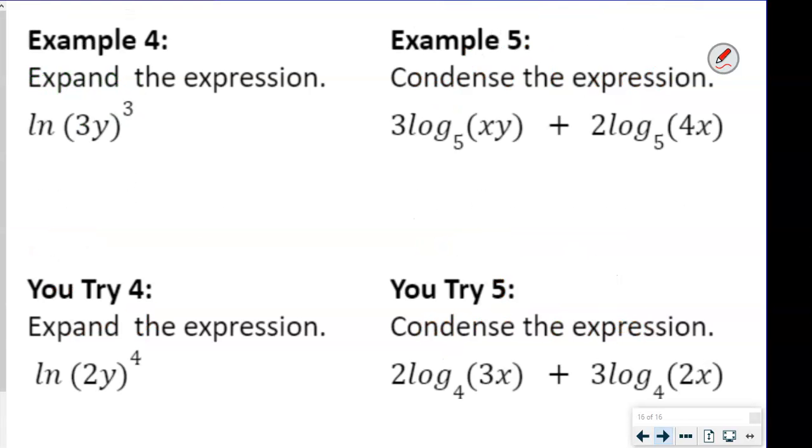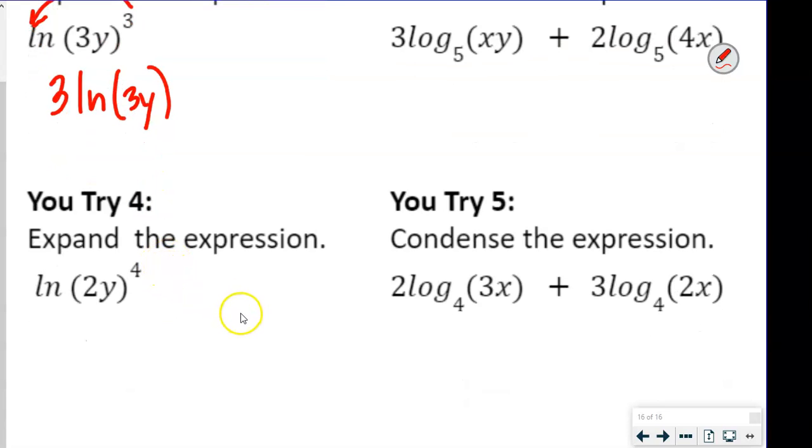So now we're going to do a couple more. So this one says, again, expand the expression. So we're going to move that 3 out front. So this is going to be 3 ln of 3y. So let's see if you guys can do that to the one below. You guys got it. Put the 4 out front. So this is going to be 4 ln of 2y. Okay.